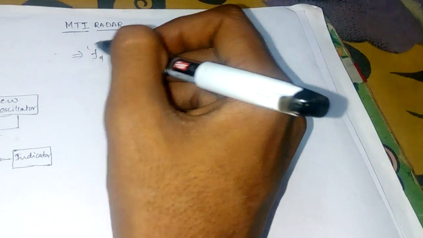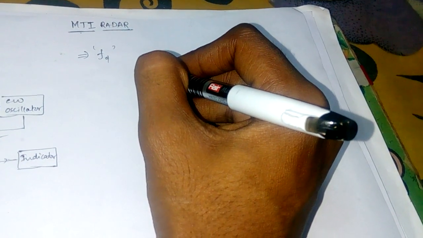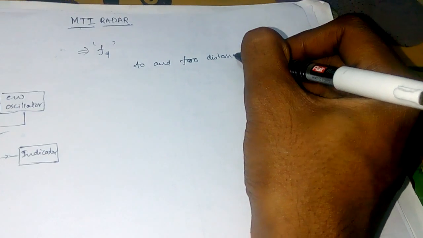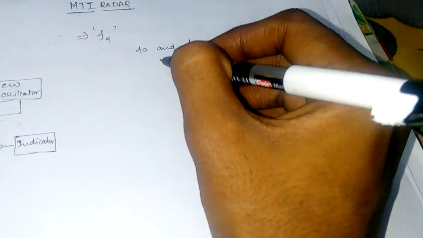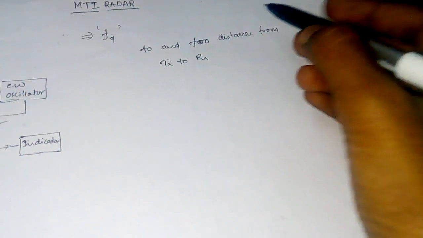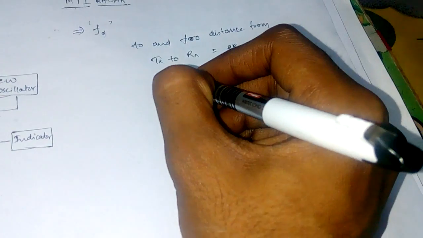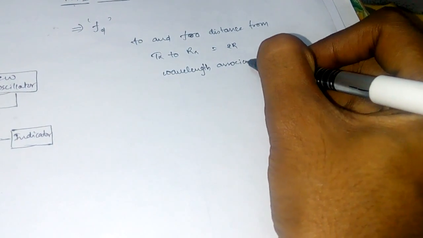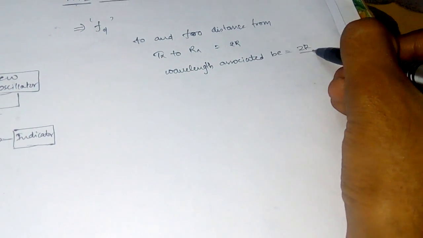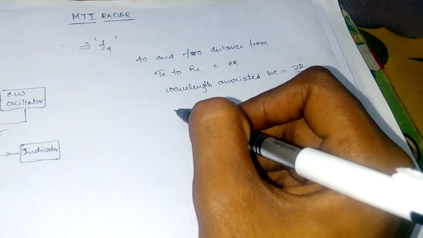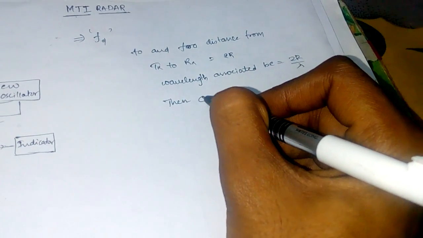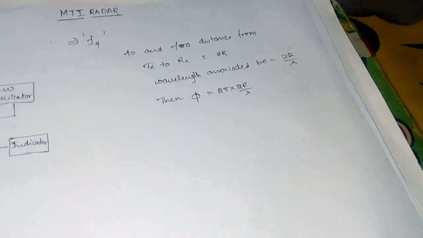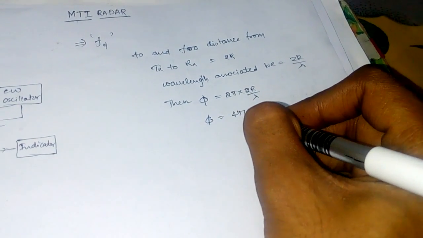Suppose my to-and-fro distance from transmitter to receiver is 2r, and the wavelength associated with it is lambda. Then the number of wavelengths is 2r by lambda, and my phase angle will be 2 pi times 2r by lambda. That means it is 4 pi r by lambda.